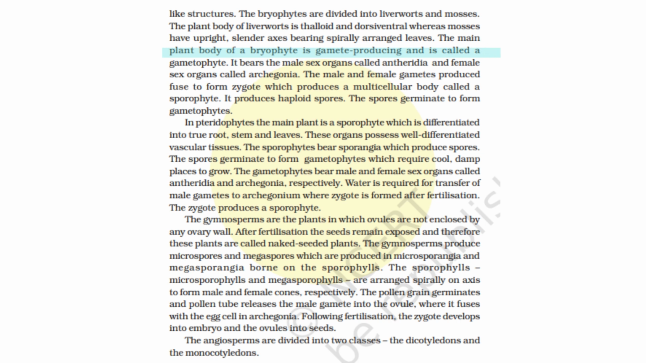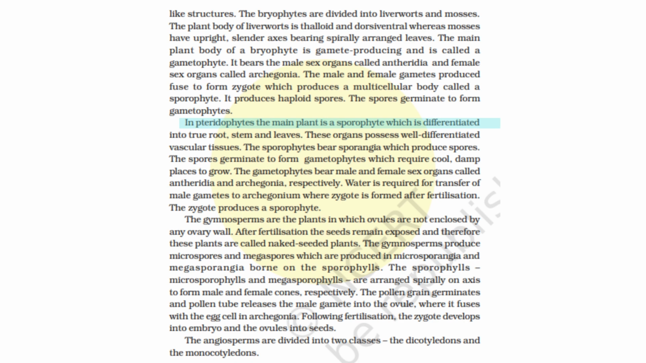The main plant body of a bryophyte is gamete producing and is called a gametophyte. It bears the male sex organs called antheridia and female sex organs called archegonia. The male and female gametes fuse to form zygote, which produces a multicellular body called a sporophyte. It produces haploid spores. These spores germinate to form gametophytes.